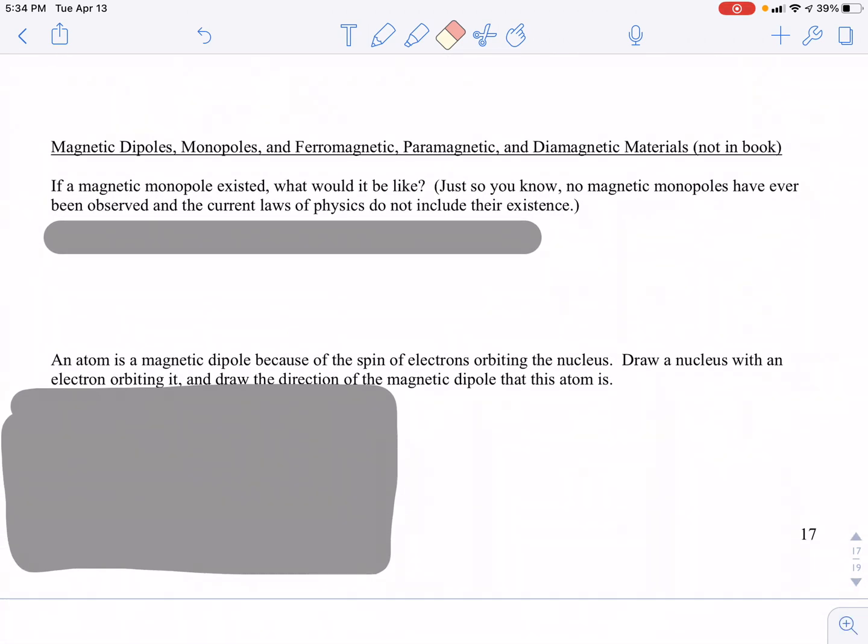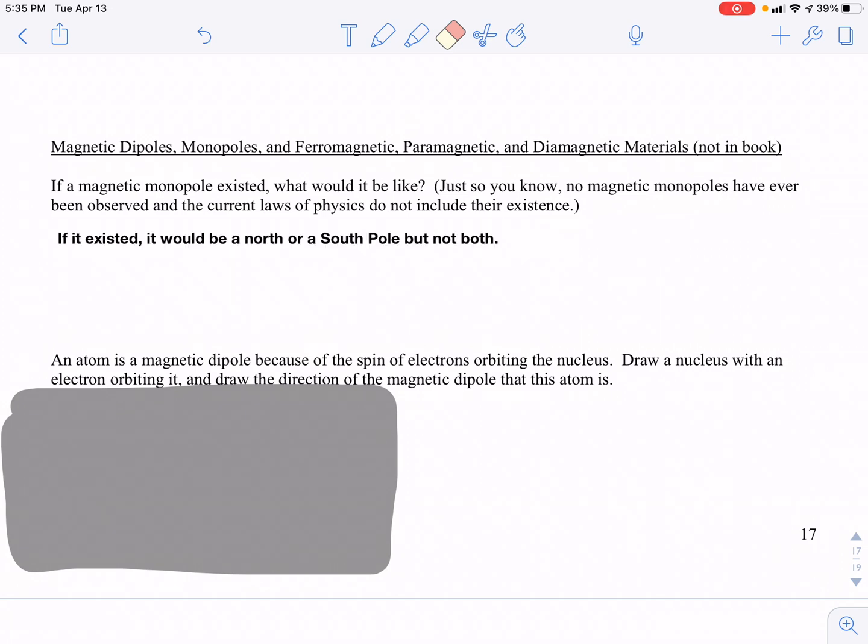Bottom of page 17: magnetic dipoles, monopoles, ferromagnetic, paramagnetic, and diamagnetic materials. If a magnetic monopole exists, what would it look like? Well, magnetic monopoles have not been shown to exist. Now, that doesn't mean they don't exist. It just means there's no evidence for them. However, if it did, it would essentially be a magnet with only a north or a south pole, but not both.